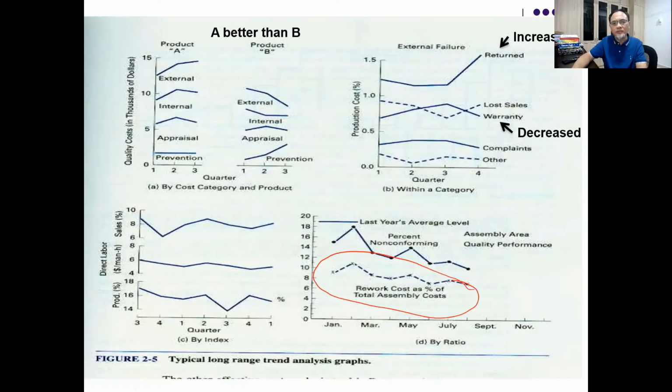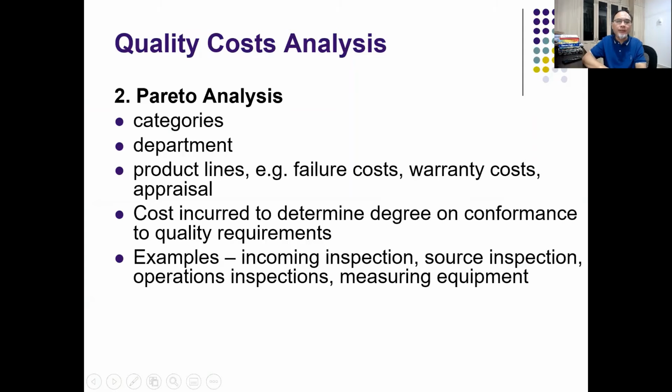As long as you have data, you have records of how much you are spending or how much losses you are actually producing. So that's trend analysis. Second one is actually using Pareto analysis. So you can analyze quality cost by Pareto analysis. You can analyze according to different categories, by different department, by different product lines, by cost incurred to determine performance.